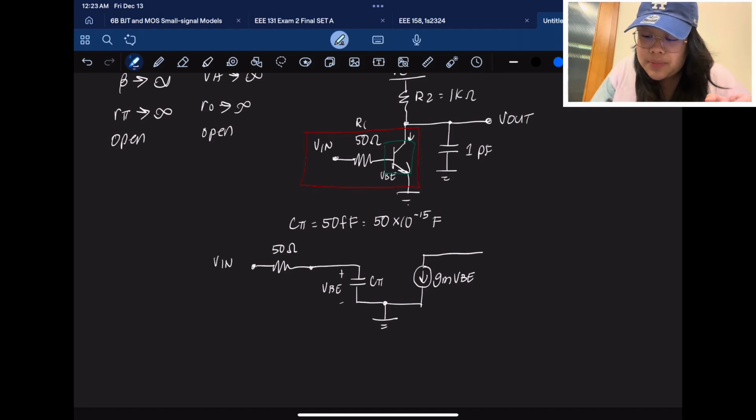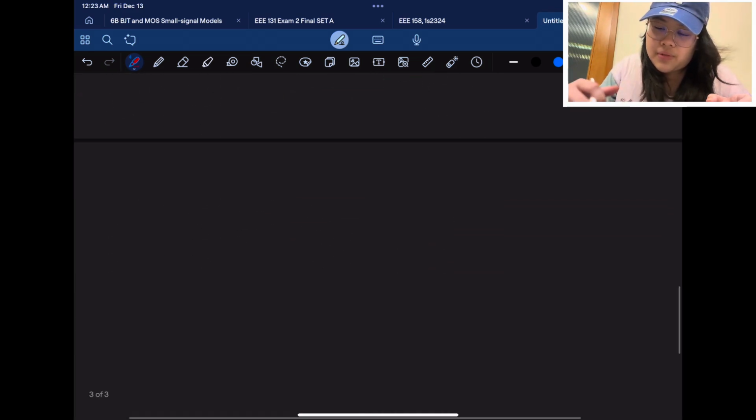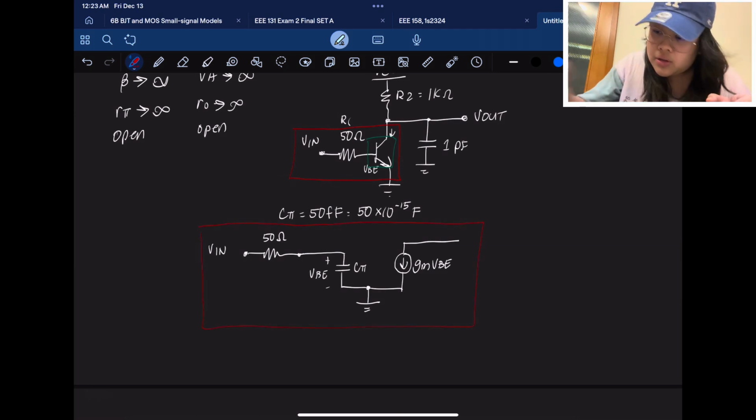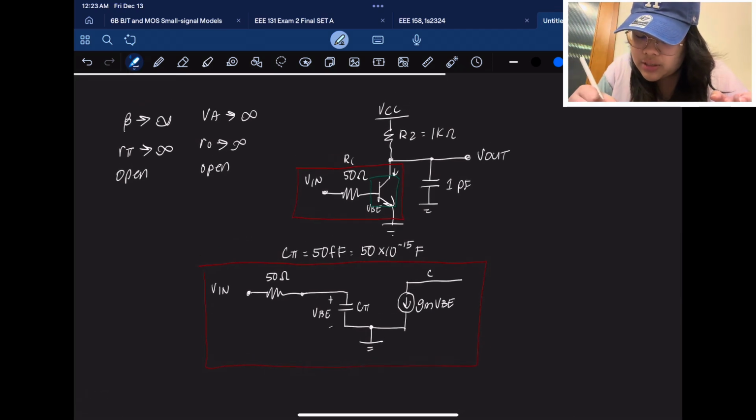So this portion is the BJT. Let's draw that red box just so that it's easier to look. Now connected to that, this is the collector, this is the emitter, this is the base. Connected to the collector is R2, which is 1 kilo ohms.